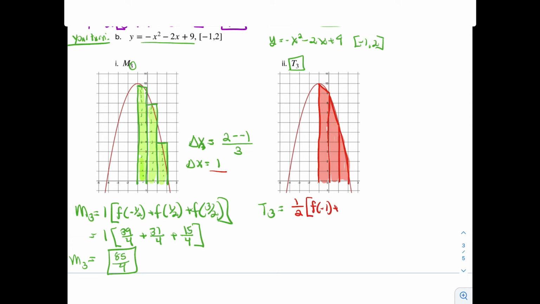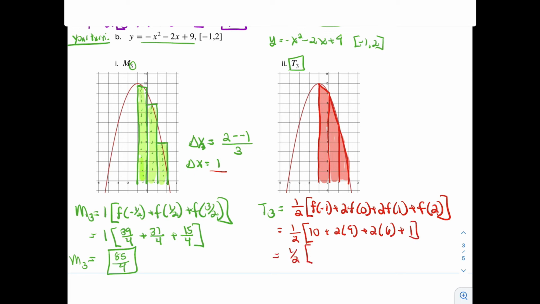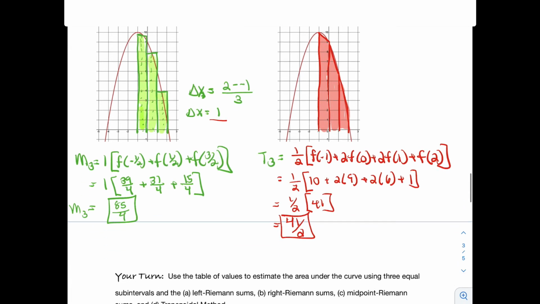So I'm going to factor out the delta x and divide by 2, and just take my f of left endpoint, 2 times my middle endpoint, 2 times the next middle endpoint, which would be f of 1, plus f at 2. That's my a and b I only see once. All the other endpoints I double on the interior. Then I'm going to plug that into my calculator, plug that into the function, evaluate the function at -1, and I get 10. At 0, I get 9. At 1, I get 6. And at 2, I get 1. Adding those together, I end up with an answer of the approximate area is 41/2.